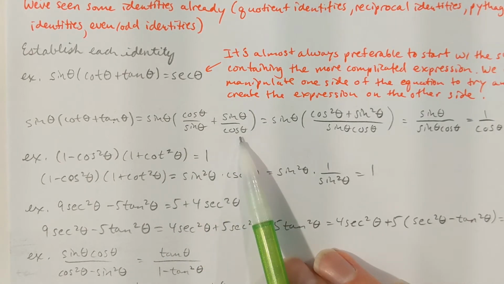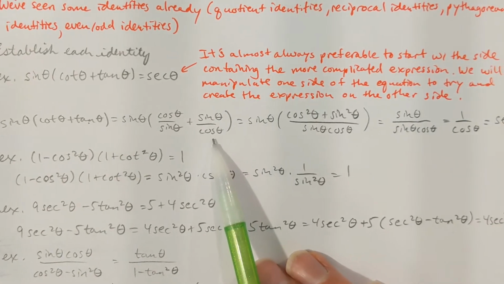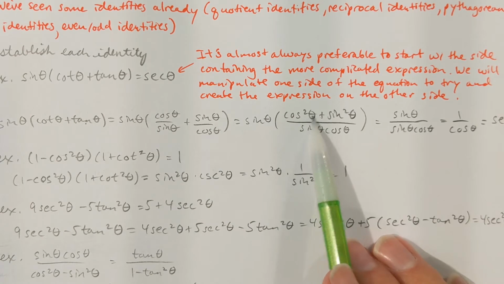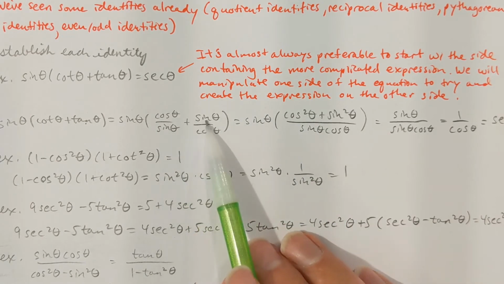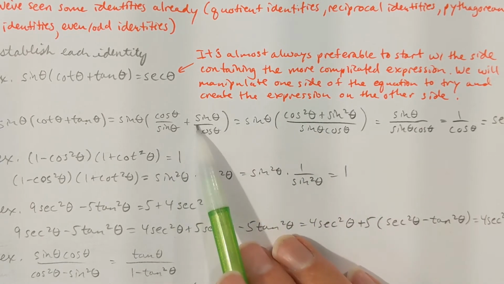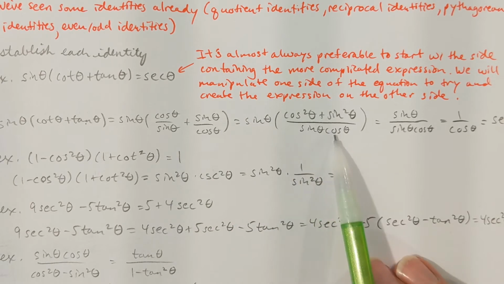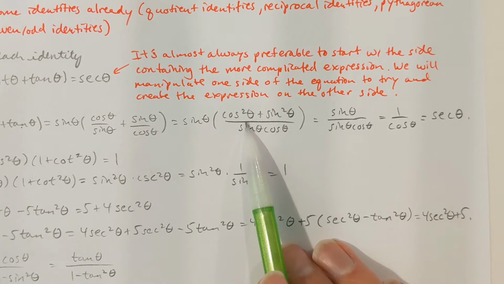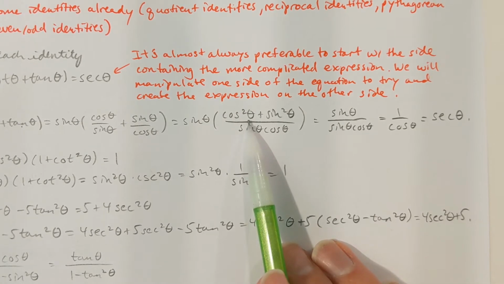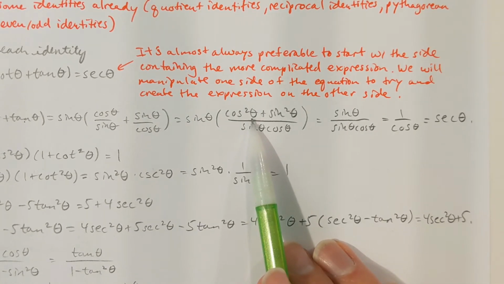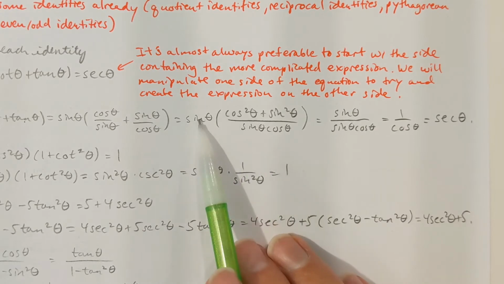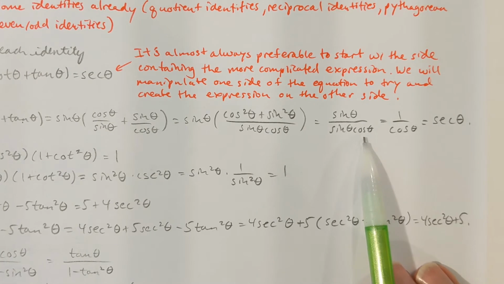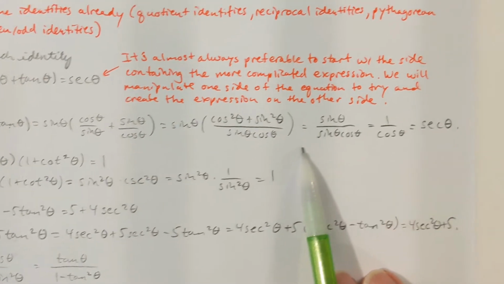Inside the parentheses, if I then get a single fraction, cosine theta times cosine theta is cosine squared theta. Sine theta times sine theta is sine squared theta. My common denominator there would be sine theta cosine theta. Now, sine squared theta plus cosine squared theta is 1. That's one of my Pythagorean identities. And so now I'm looking at sine theta times 1 divided by sine theta cosine theta. Well, the sine thetas will cancel there.